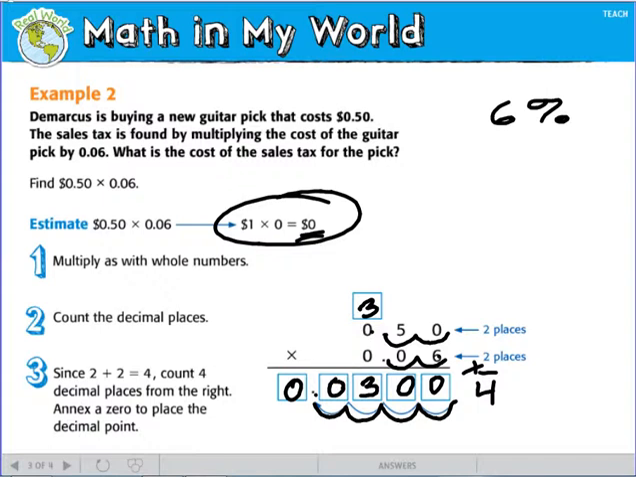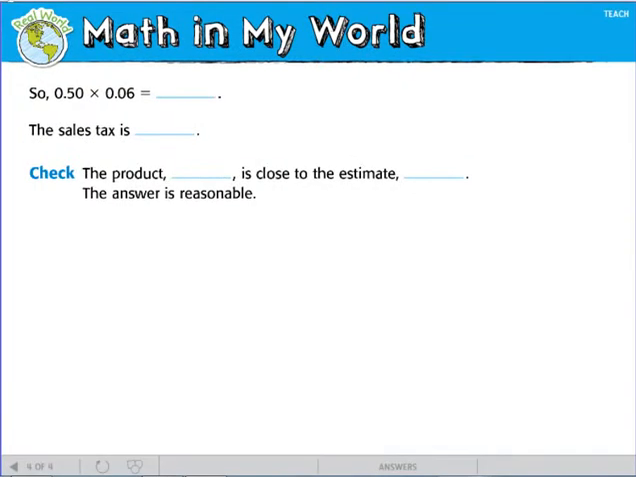So, what's the sales tax going to be? It's going to be 3 cents. Okay? So our sales tax is going to be 3 cents. So let's figure this out. So this times that is, put a dollar sign there because it's cents. So the sales tax is 3 cents.